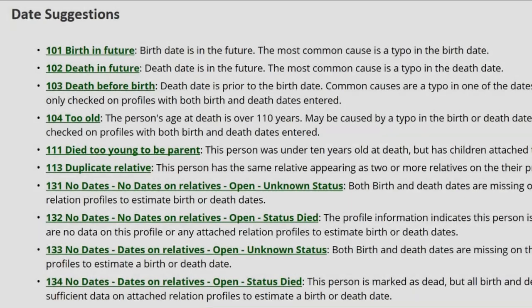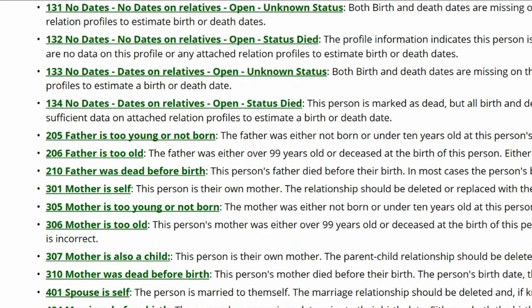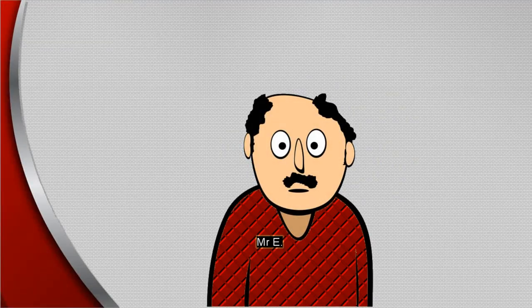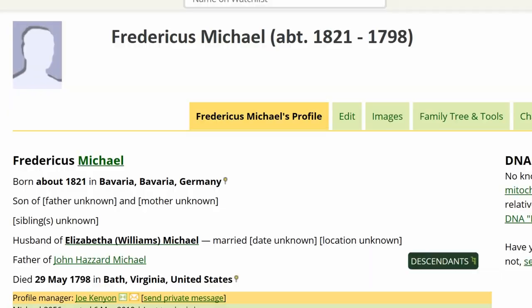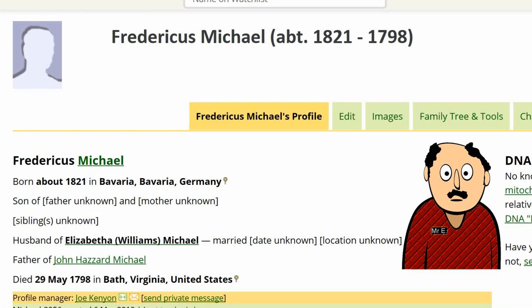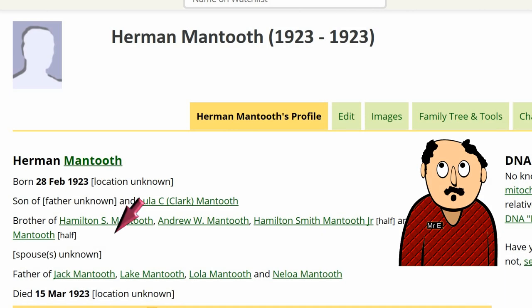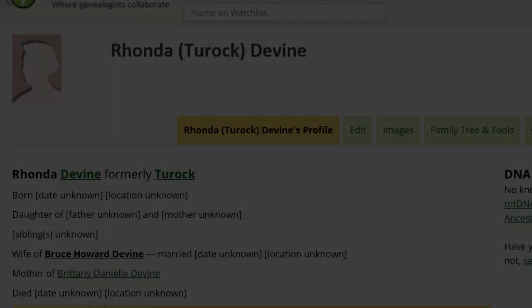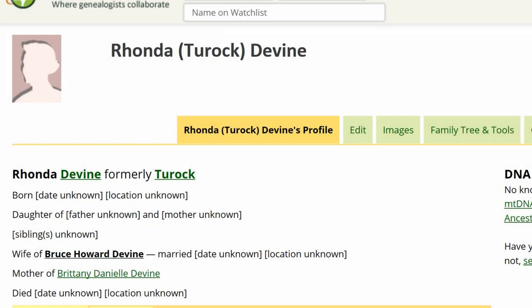The suggestion report for this group lists a wide range of issues, all of which leave Mr. E. reeling. As he's discovered, where there's a human, there's a way to get it tangled. Mr. E. died before his birth. He died at 2 weeks old and then had children. He married in 1831, but died in 1750. And then there are profiles with no dates at all. That's Mr. E. on a typical Saturday night.